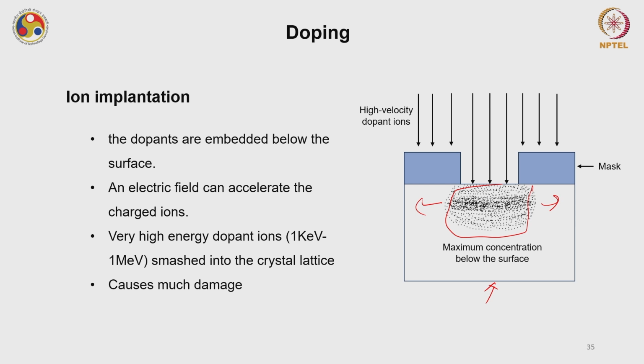This is done by an electric field which can accelerate the charged ions. So very high energy dopant ions are smashed into the crystal lattice, which is introduced into the crystal which you want to dope. But this process can damage the wafer, or if you want to dope a receptor, this process can damage the receptor's film quality.